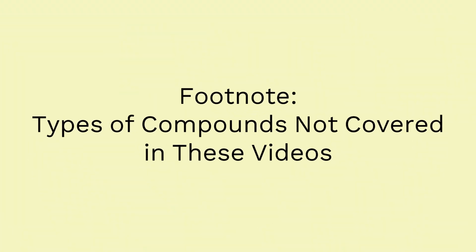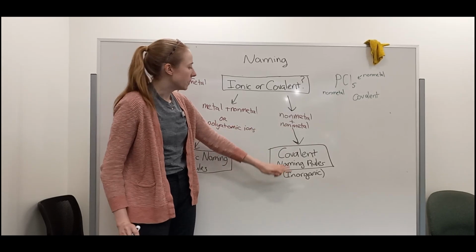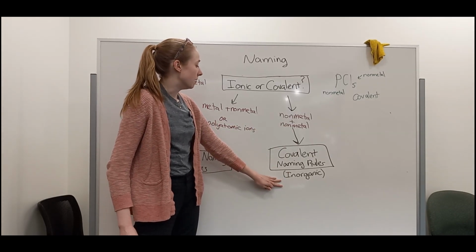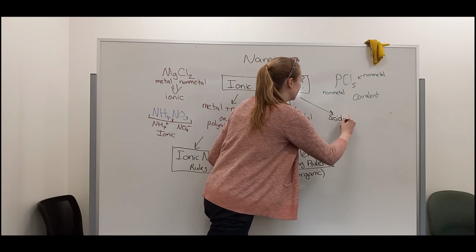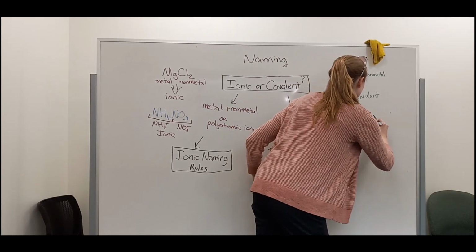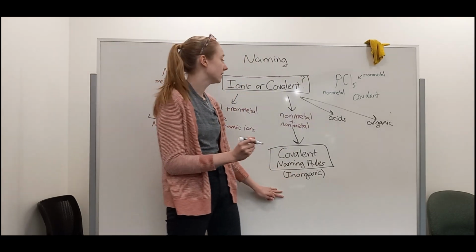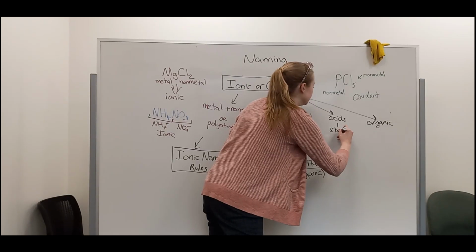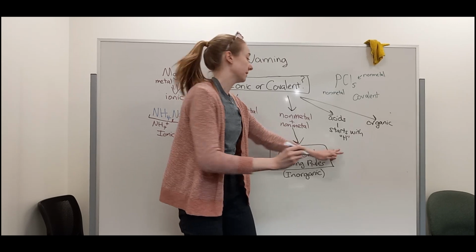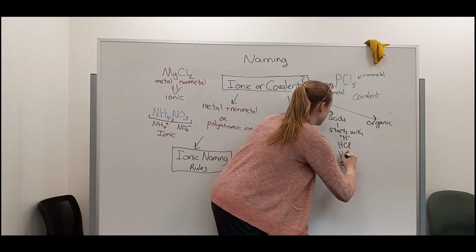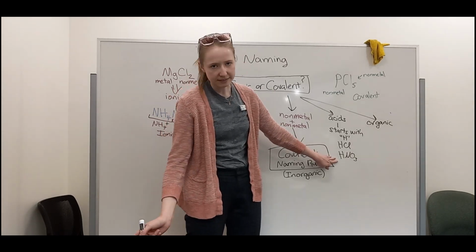The last thing I want to talk about is just to briefly mention what this naming system that I'm going to be going over does not include. So when we're talking about the naming rules that I'm going to go over for covalent compounds, we're really talking about inorganic compounds. And what that means is acids and organic compounds are not included in the naming scheme that we'll be focusing on. So an acid, if you see something that starts with a hydrogen, that's a pretty good clue that it's an acid. So if you see something like HCl or HNO3, this is hydrochloric and this is nitric acid, and those have their own naming system.